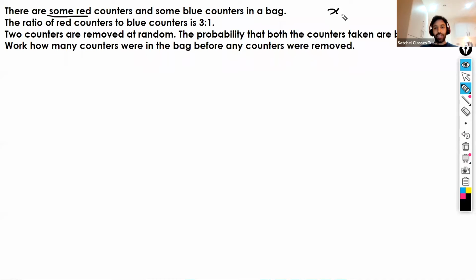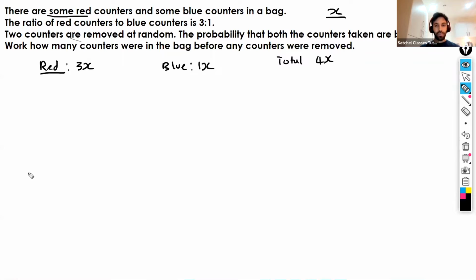So we have x number of red counters and some blue counters. The ratio of red counters to blue counters is 3:1. So we can say we have red counters, and we can represent this as 3x, 3 lots of x, and we have blue counters, and we can represent this as 1x or simply x. It doesn't matter if you write 1x or x. So in total, we have 4x amount of counters.